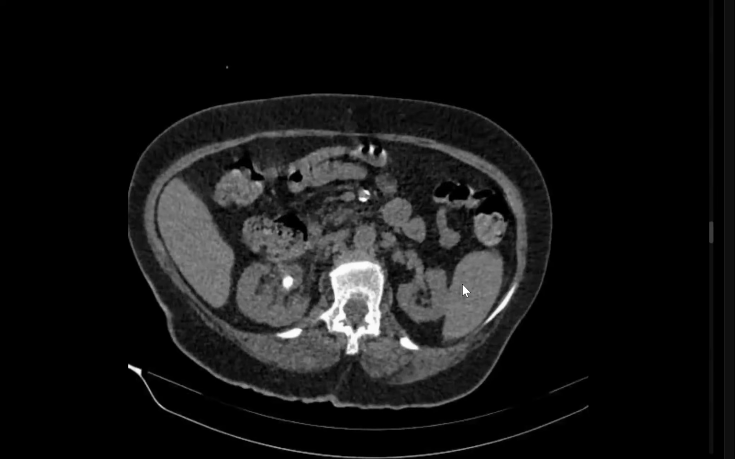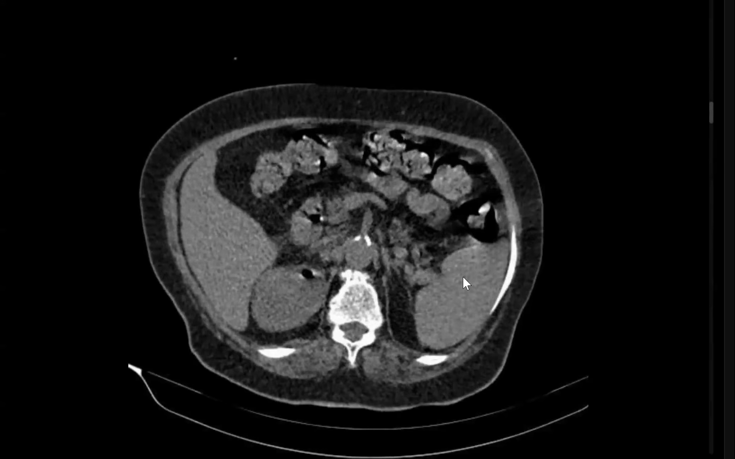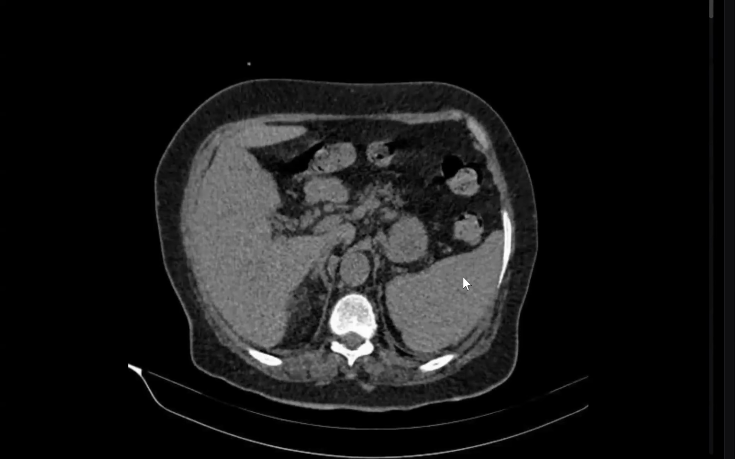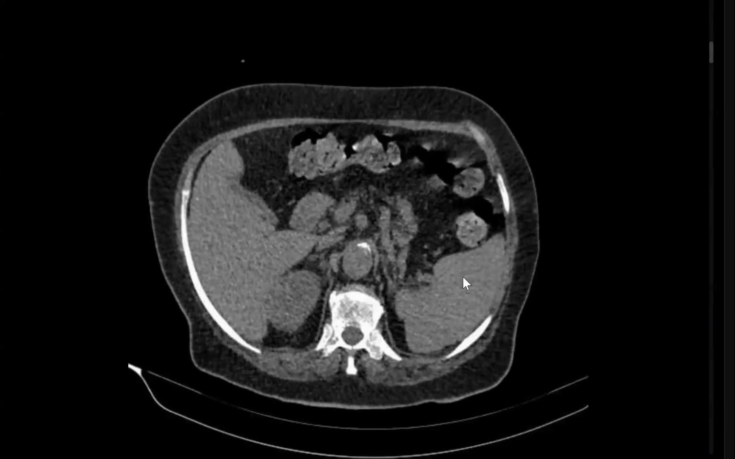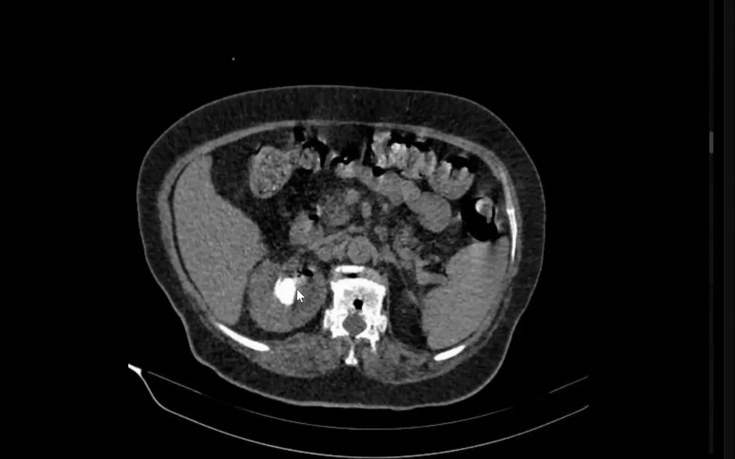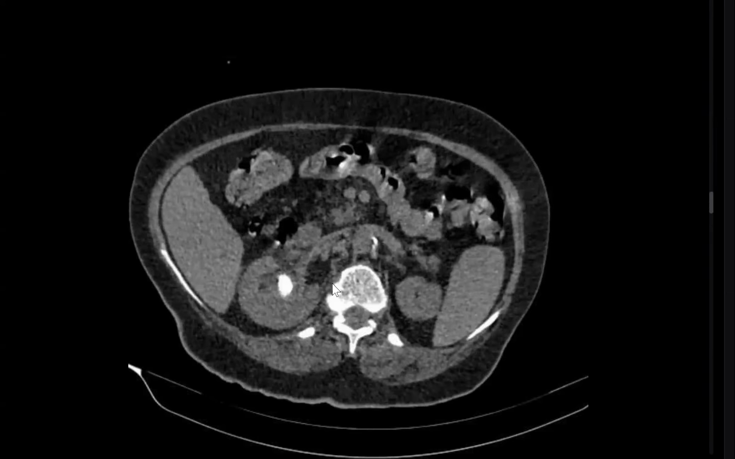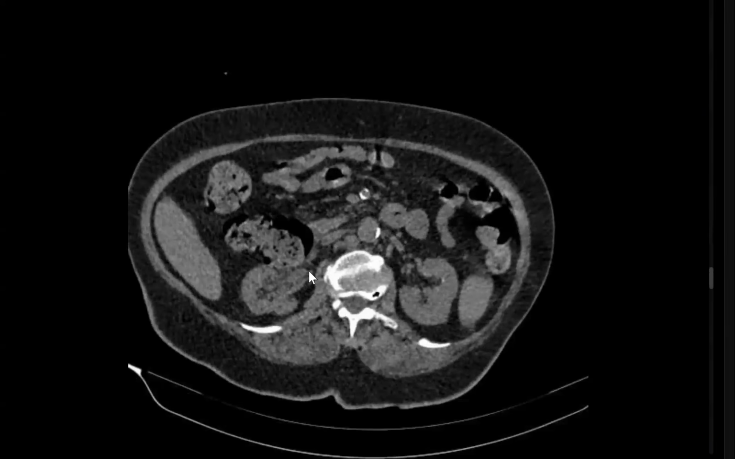What do you expect the history and lab in this patient? History, I think this patient may be immunocompromised, maybe a diabetic patient, because there is gas within the parenchyma of the right kidney. So it raises the possibility of emphysematous pyelonephritis. Very good, my friend. Differential?